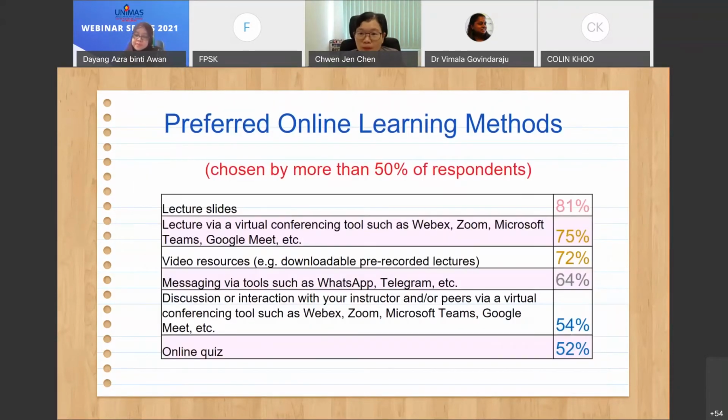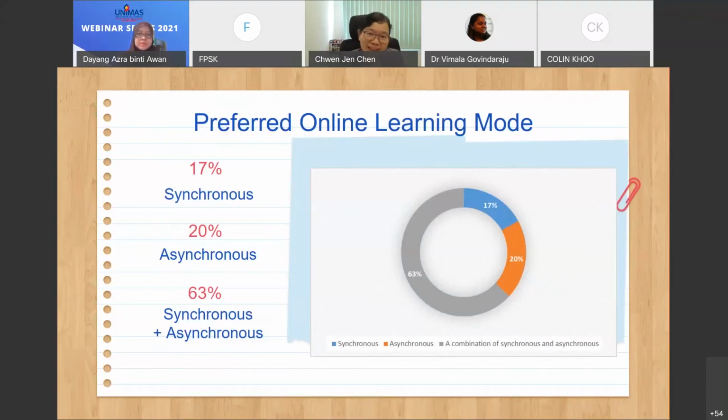Now, all right. Another item that I think could be meaningful is that 70% said they would prefer synchronous, 20% asynchronous, but actually 63% would love to go for both, hybrid, okay? So based on this kind of survey, it may give us a little bit of contextual knowledge on how we should design our online learning environment. Okay, definitely it convinced me that I should go for hybrid mode.